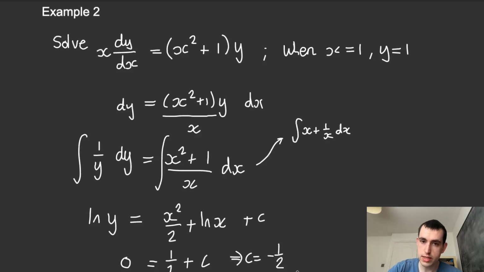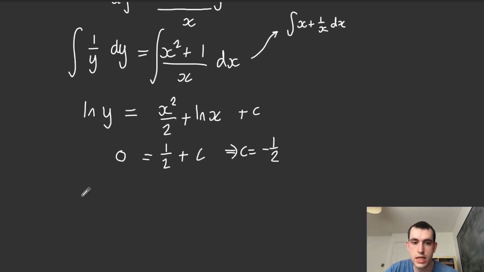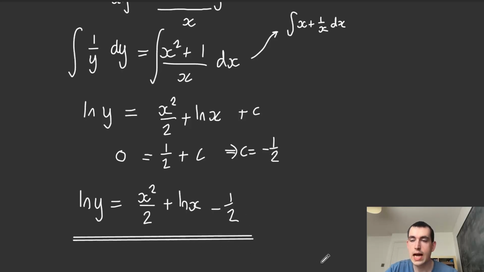If your c is on the other side, you're going to get a different value of c. If you rearrange it at some point and then try and put x equals 1 in and y equals 1 in, you'll get a different value of c. It's okay. They're all equivalent. Just depends on when you put the values in. So in the end, we get ln y is equal to x squared over 2 plus ln x minus 1/2. And that is our particular solution for this case.